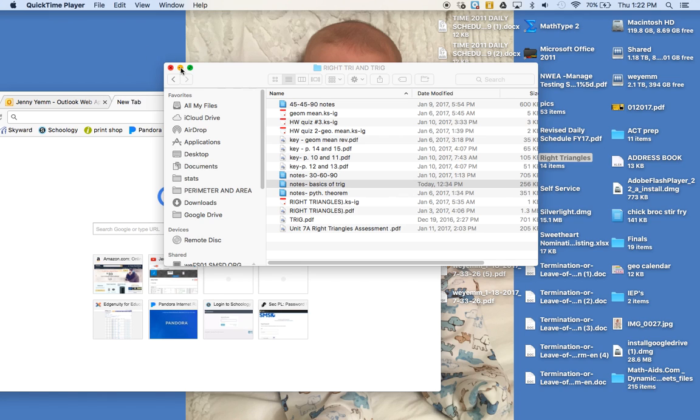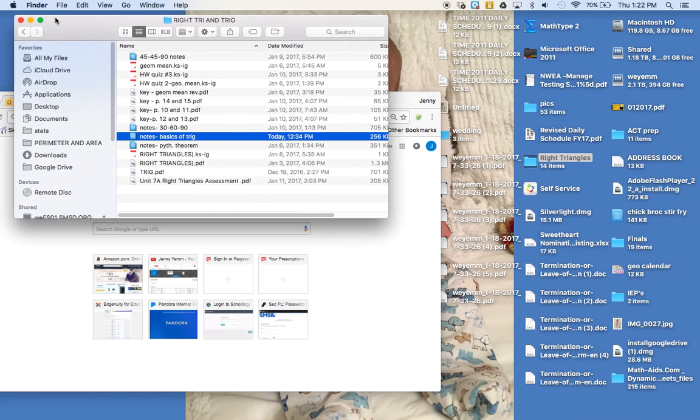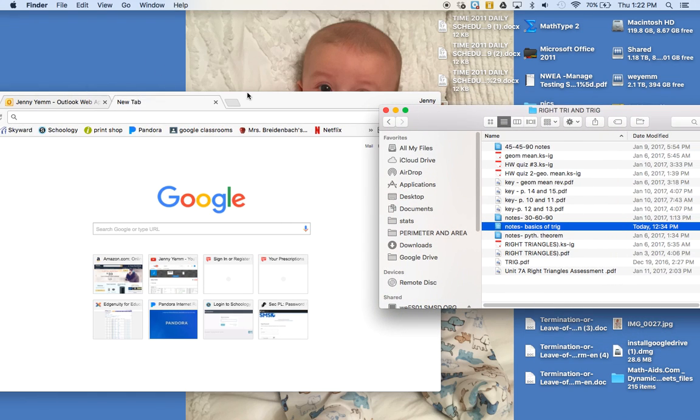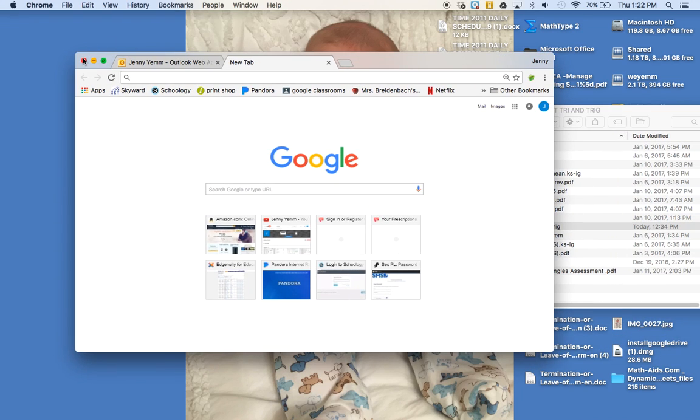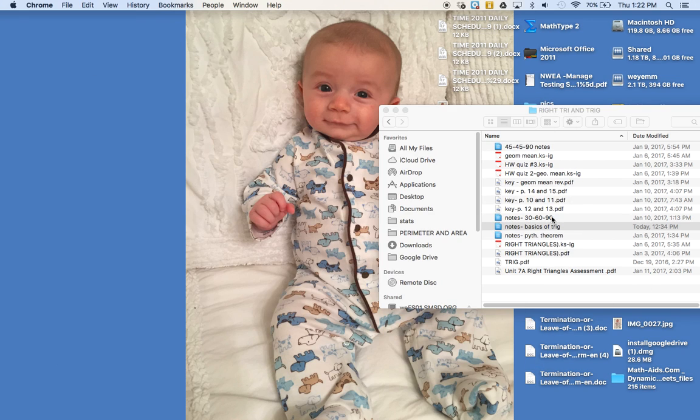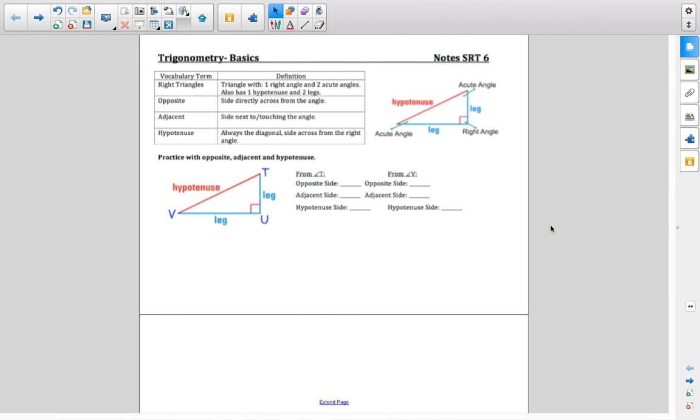And let's make sure that, let's see if I have it already opened here. Don't know where it went. I'll close that out. And we'll see if we can get this to open. Okay, there we go. And so the first page should look like this.